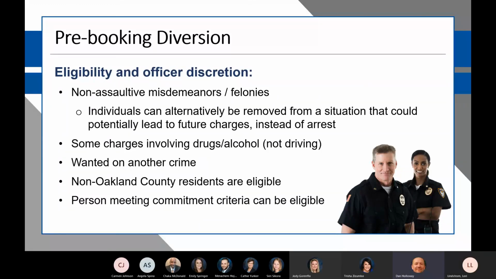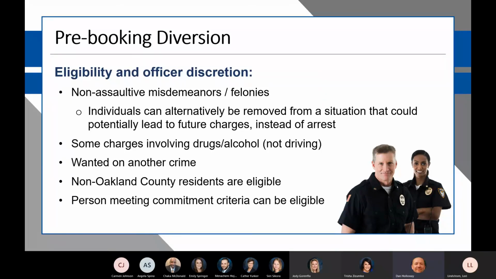Another one that's rare is a warrant. Officers will run their name in their system, and if there's a warrant out for them, they're still going to hold them accountable for that warrant, but whatever new charge they may have, I've learned over time that they're not submitting new charges. Non-Oakland County residents are eligible. That happens on a somewhat regular basis, and always has. In that case, if they are taken to Common Ground, then Common Ground just starts coordinating with their home county, their county of origin.